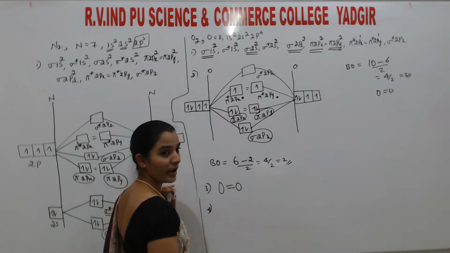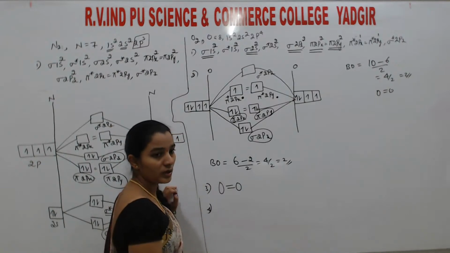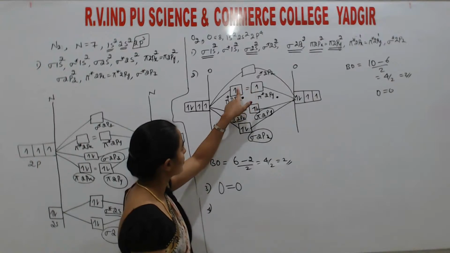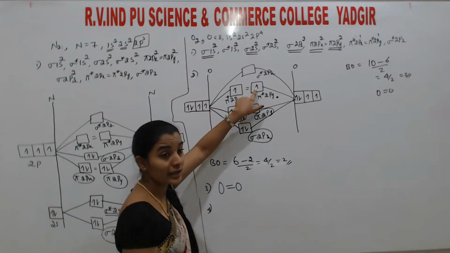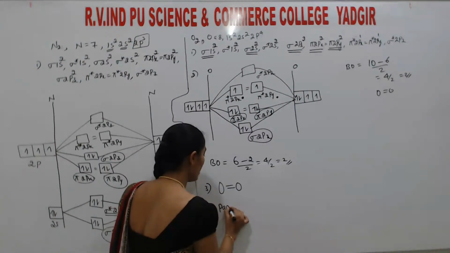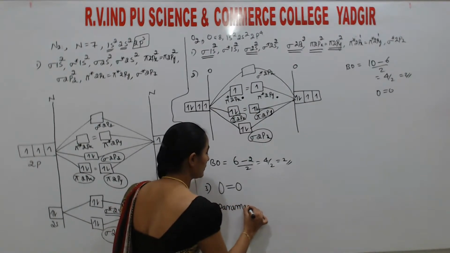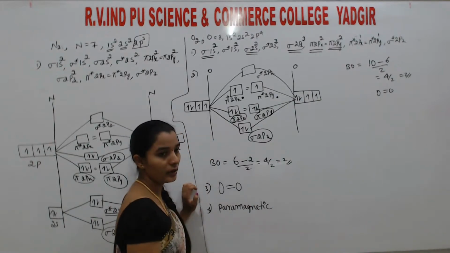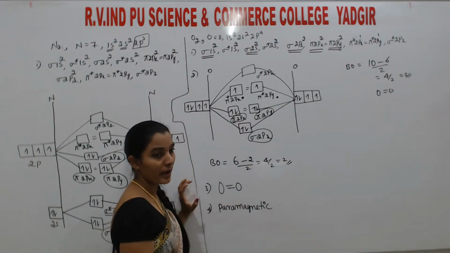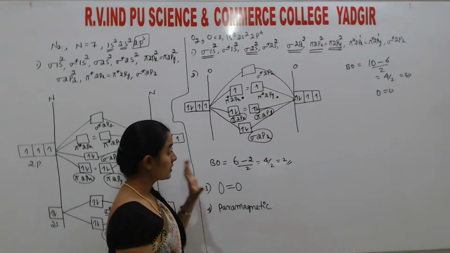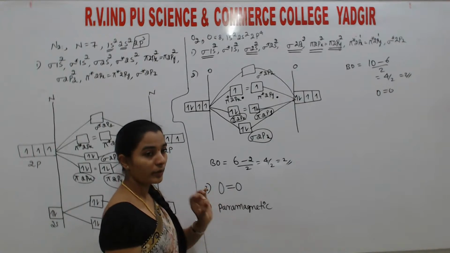This is the first one, this is the second one, this is the third one. The fourth one is magnetic property. So students, here for magnetic properties, there is one orbital. The electrons in the pi orbitals are singly occupied. If they are singly occupied, they are paramagnetic. Understood? So this is all about the molecular orbital diagram.